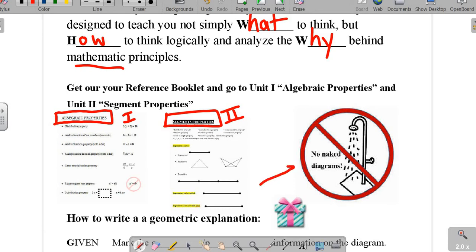Very, very important. When working with proofs, you always start with the diagram. Geometry is about things. It is important you analyze the things on the diagram. That's what that symbol means. No naked diagrams.